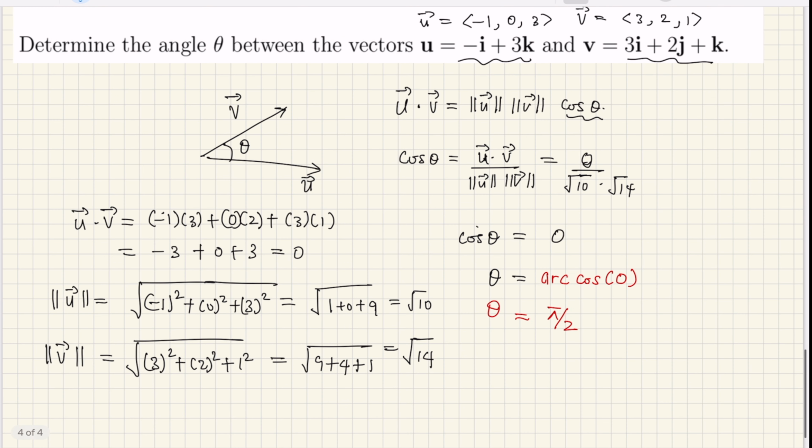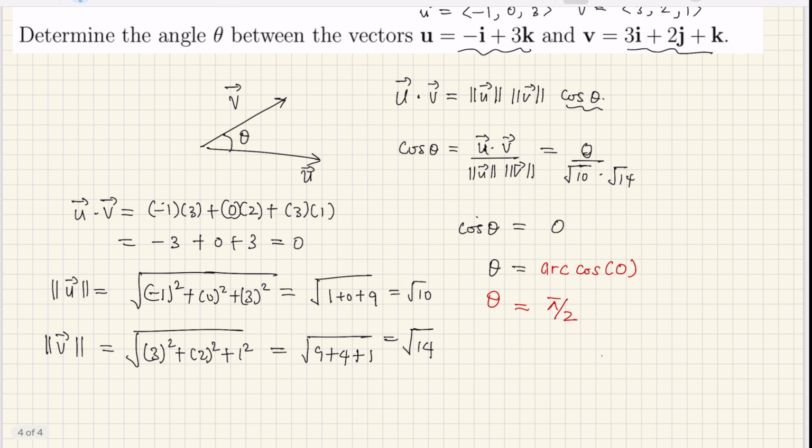So for this problem, we have the angle between the two vectors to be pi over 2, which is just 90 degrees. So we have it to be at right angle. We have these two vectors to be perpendicular to each other, because the angle between them is 90. Two vectors are said to be perpendicular, or at right angle to one another, or let's just say orthogonal, if the dot product of the two vectors is 0. So if the dot product of two vectors is 0, then they are orthogonal to each other.